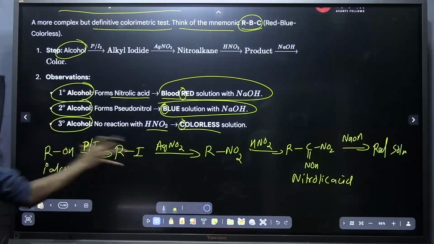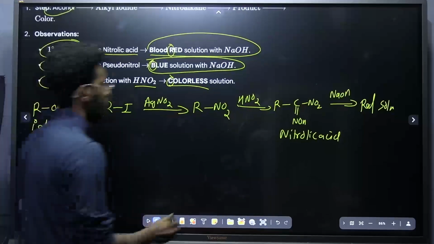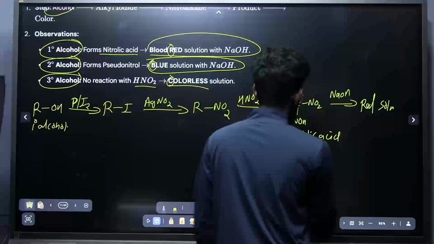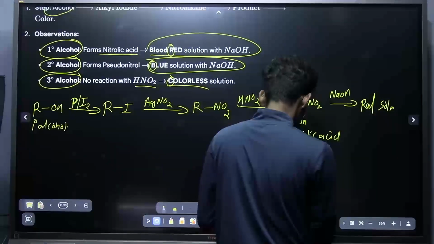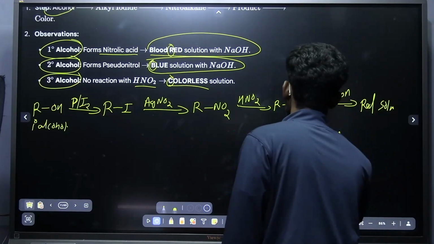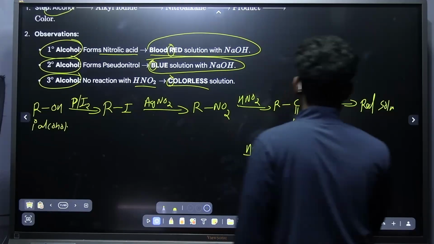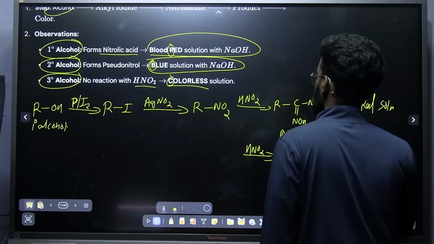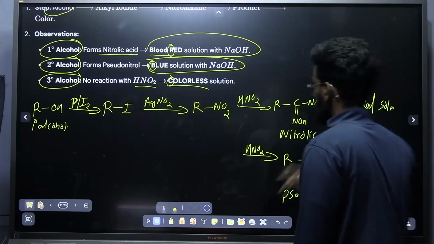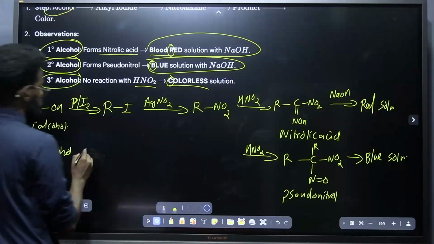Now in the case of secondary alcohol, the same steps. Here I will get a pseudonitrole. In the case of secondary, I will get a pseudonitrole. What is pseudonitrole? I will write that reaction also. This is pseudonitrole. So that is secondary alcohol, the same thing.